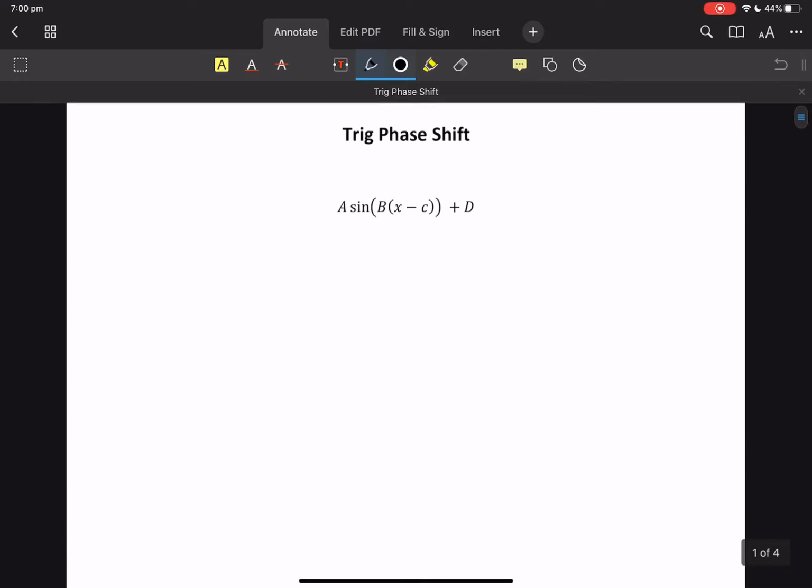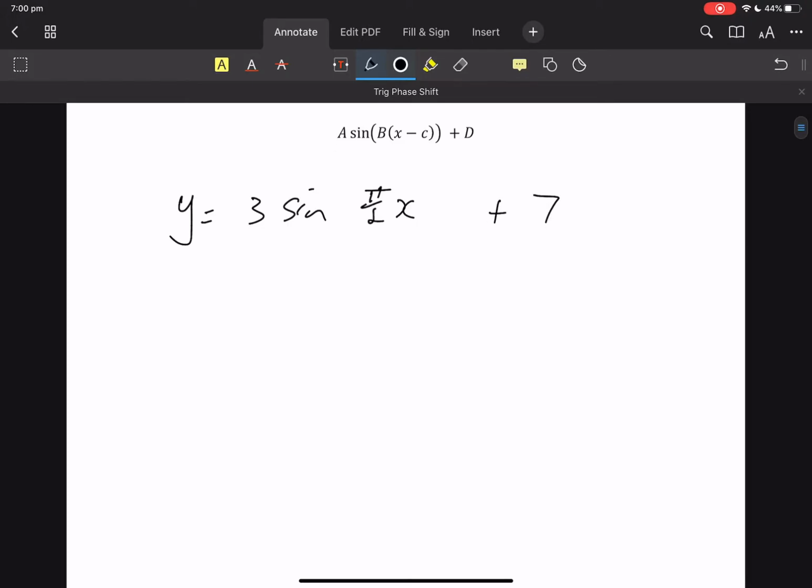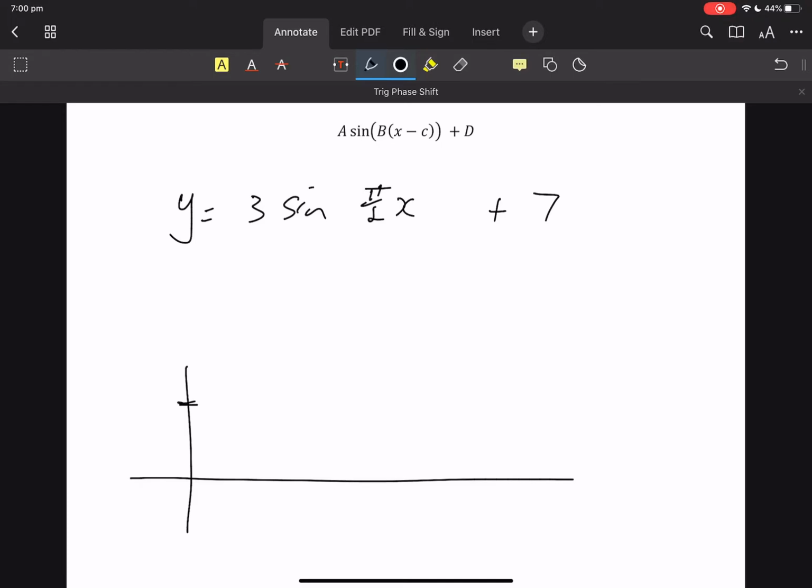Okay, phase shift. Phase shift is this C. So let's just sketch y equals 3 sine pi on 2x plus 7. Let's do that to start with. There's no C there, so this is easy. Centre of motion at 7. Amplitude is 3, so I've got to go to 10 and then down to 4.